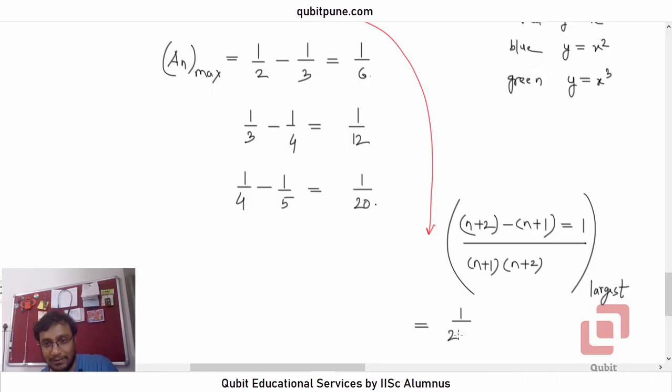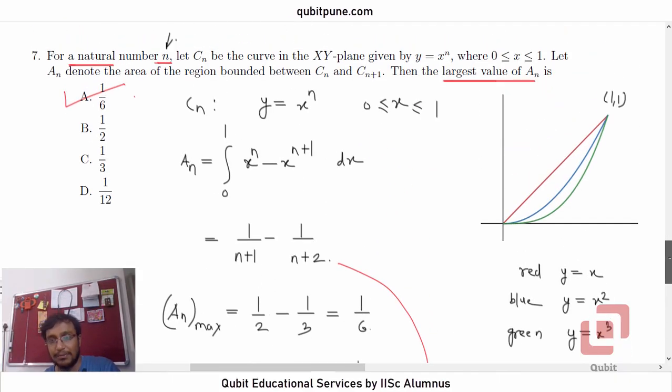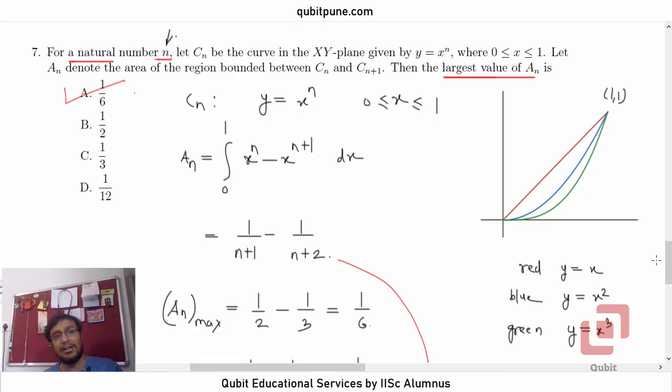So n equal to 1 will give us n plus 1 as 2, and n plus 2 as 3. So that's 1 upon 6 square units, and hence the correct option is A.